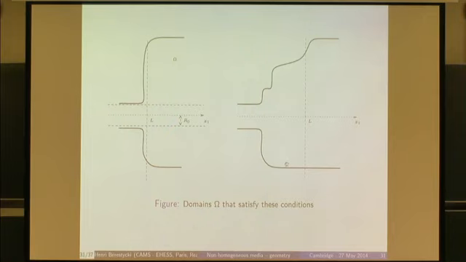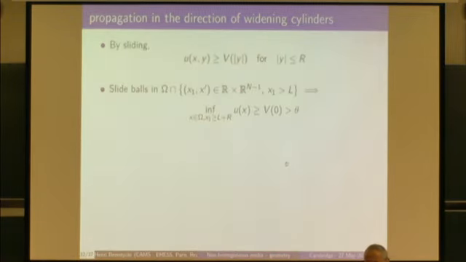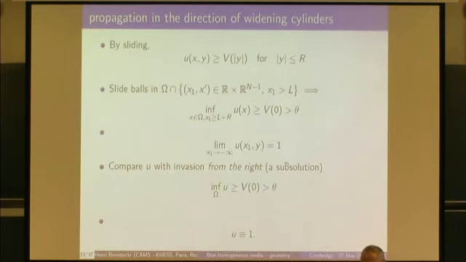So you can think of domains like this, right? So this is exactly this domain, and again, we're assuming that it's convex on y. It doesn't need to be convex all the way, but it's convex past a certain point. Then the result is that under these conditions, and this geometric condition on the domain, the invasion will be complete, namely u infinity will be 1. And I don't have time to go into the proof, but it's really a method of sliding balls in a sort of ingenious way, and to get that u is identically 1.